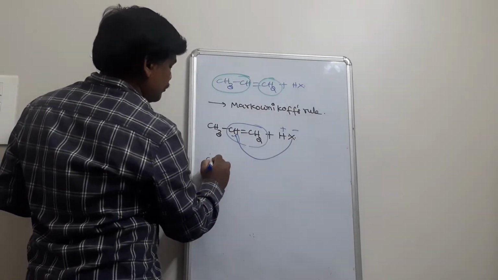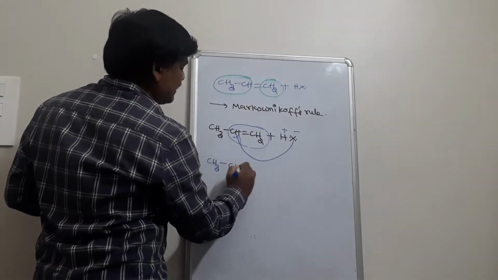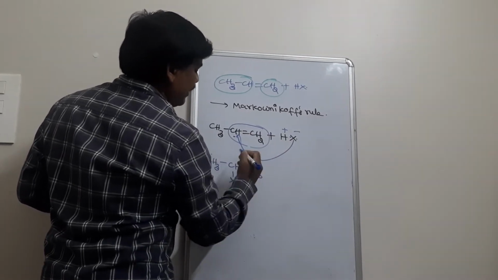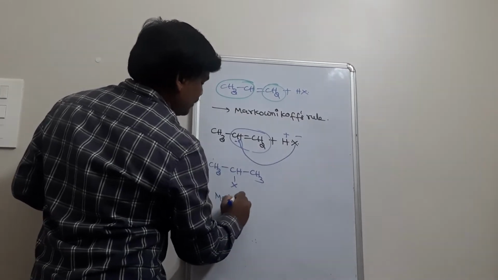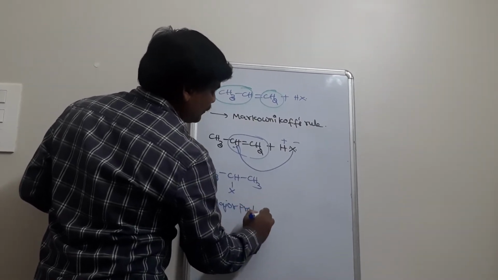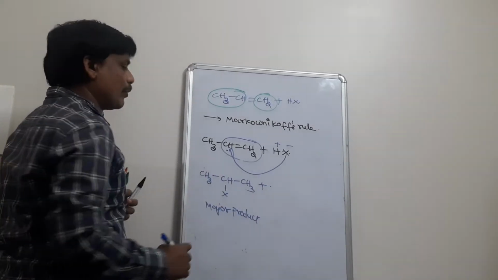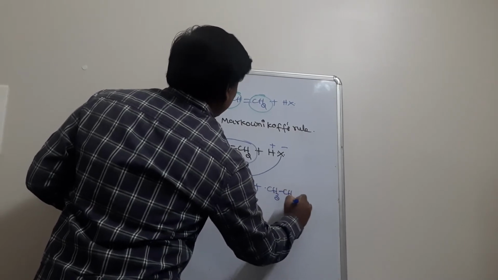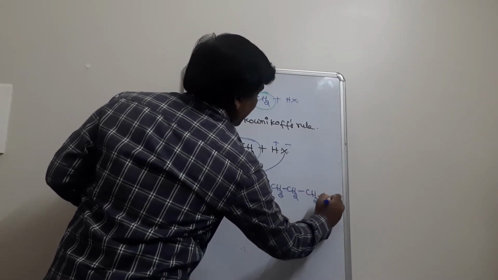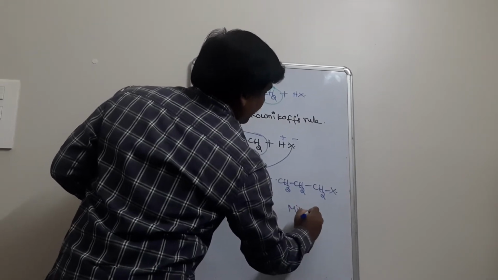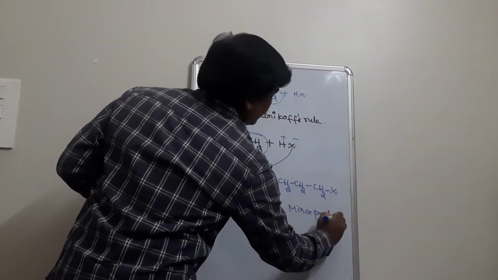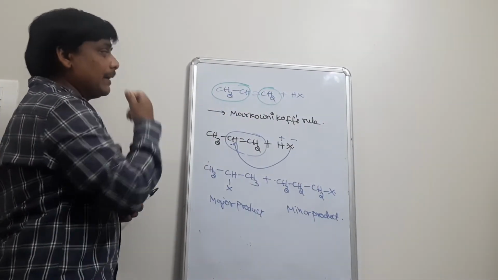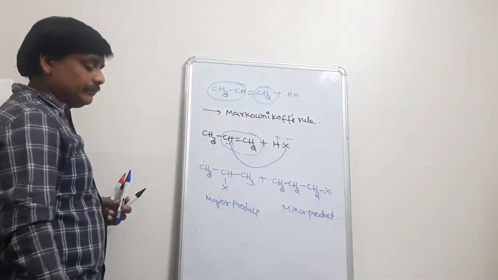So that gives rise to CH3-CHX-CH3, with H adding here. This is the major product formed according to Markovnikov's rule. If you consider the minor product, then CH3-CH2-CH2X is the minor product. So this is the reaction regarding alkenes.